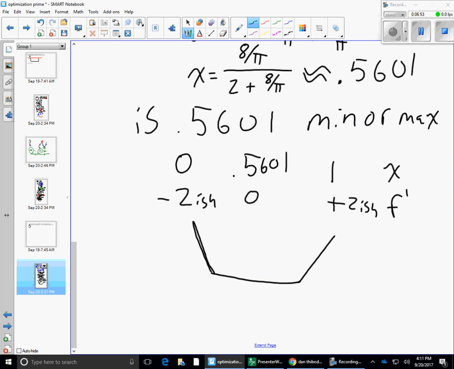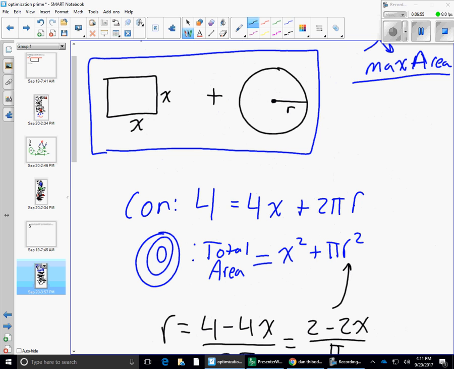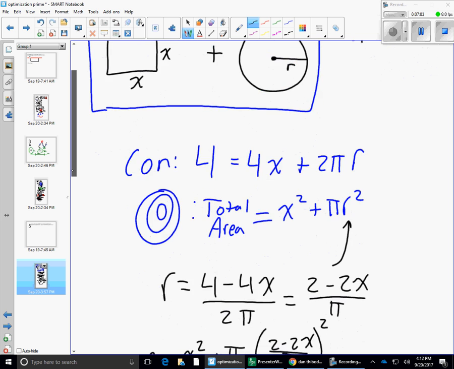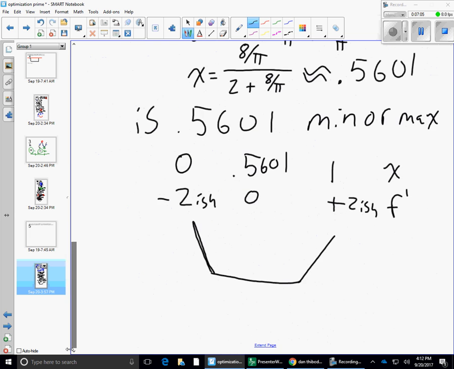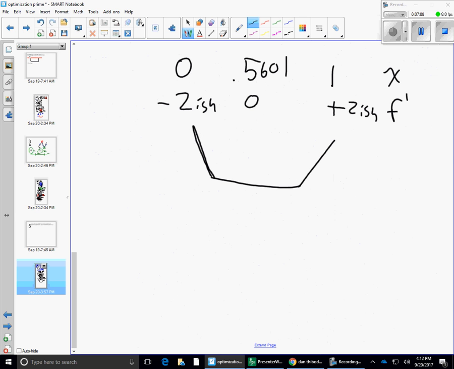Well, but wait. We wanted a maximum area right here. And this is a minimum. So we have not completed what we want. So we actually want to find the maximum area.